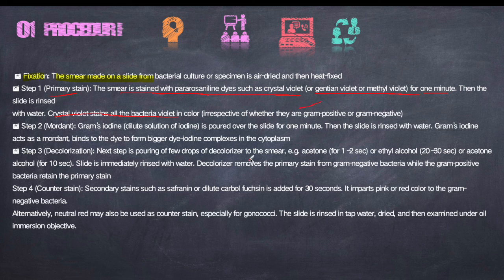The second step is mordant. The mordant is played by the gram's iodine, and then it is poured over the slide for 1 minute, and then the slide is rinsed with water. Gram's iodine acts as a mordant, binds to the dye to form bigger crystal violet-iodine complexes in the cytoplasm.